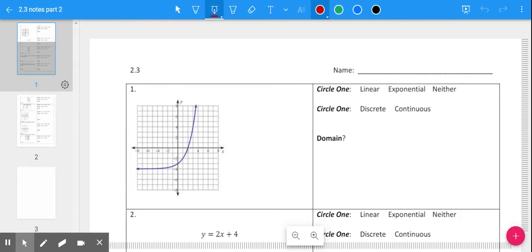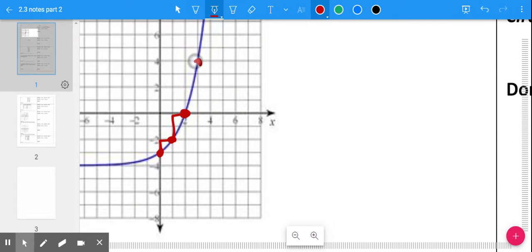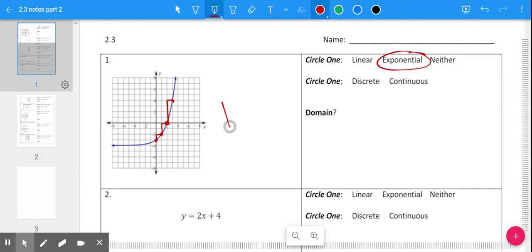On 2.3 part 2, we're trying to determine if functions are linear, exponential, or neither, and whether they're continuous or discrete. So this one, I know that this is an exponential function because it is showing that J curve. If you also look at your points, that one goes up one, right one, up two, right one. So we had an average rate of change of 1, then 2, then 4. So that is multiplying by 2.